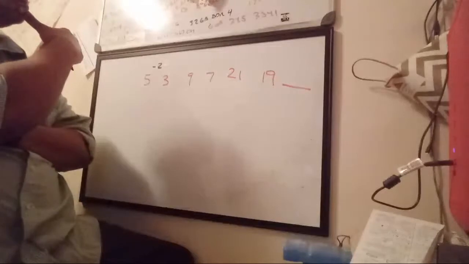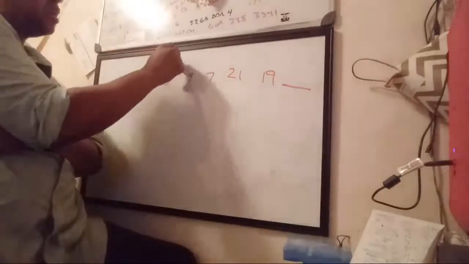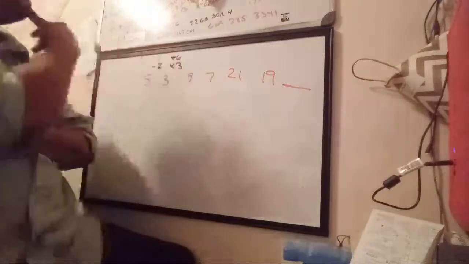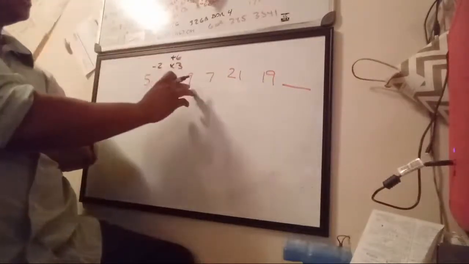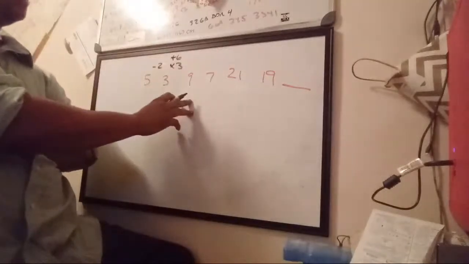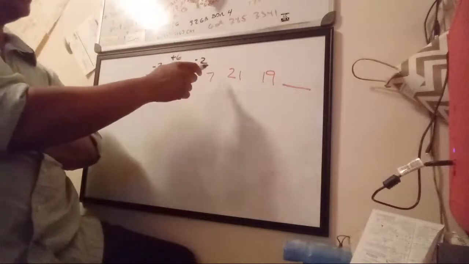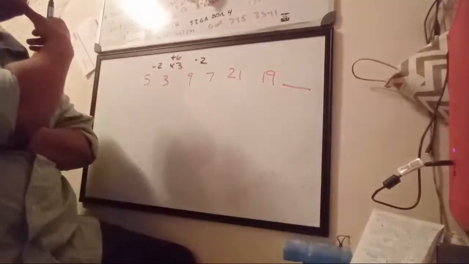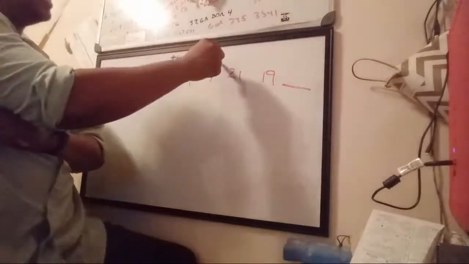That is 6. You could say we added 6 or we multiplied by 3. What about 9 to 7? Subtract 2. Minus 2. And then 7 to 21. Multiply by 3. Okay, so that is probably what they're doing.